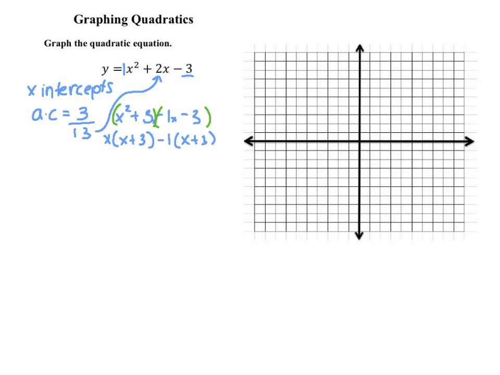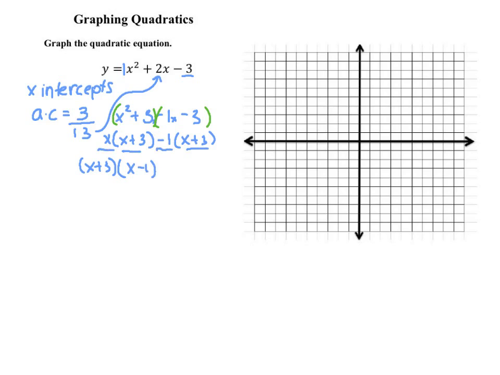So now I test it. If I take negative 1 times x, I get negative 1x. And if I take negative 1 times 3, I get negative 3. So now, these are the same, so I pull those out, I get x plus 3, and what's left over is x minus 1.